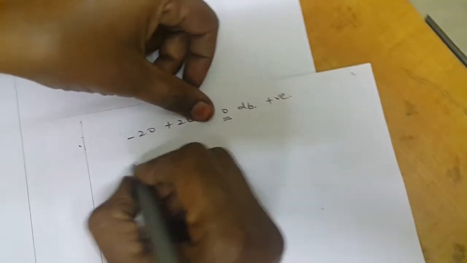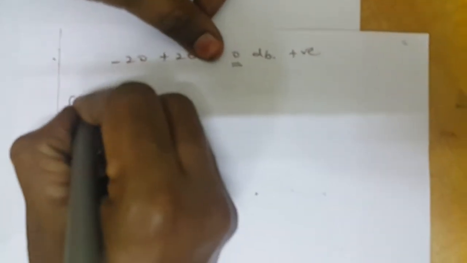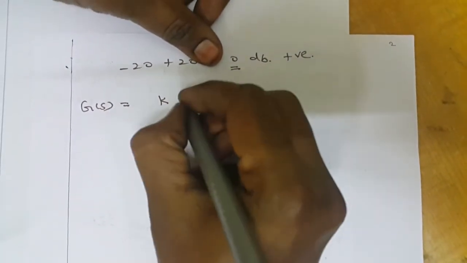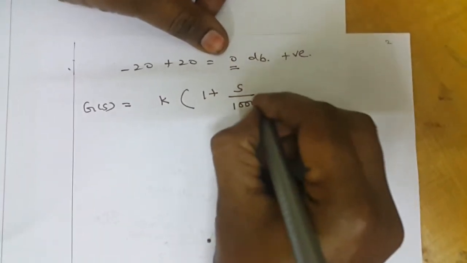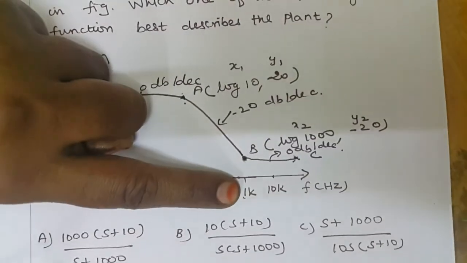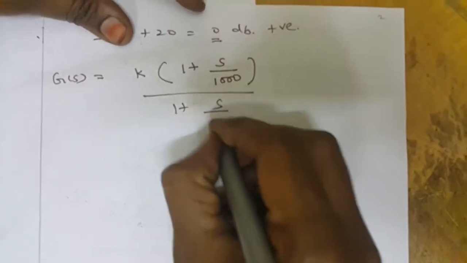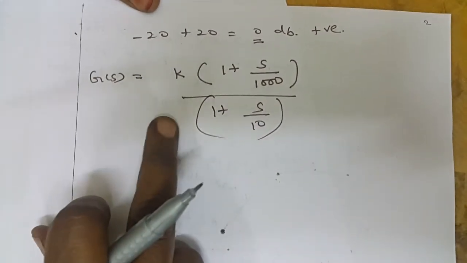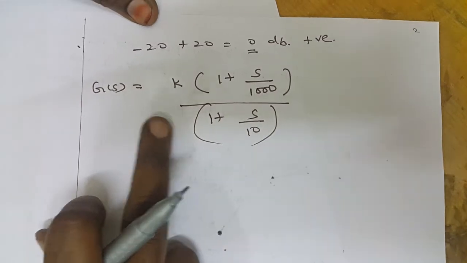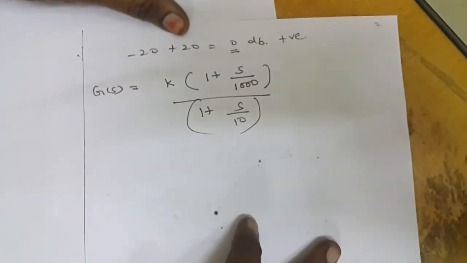So overall we can formulate the transfer function G(s) equal to k into (1 plus s divided by 1000), because this 1000 corresponds to the zero of the transfer function, divided by (1 plus s by 10), because this 10 corresponds to the pole of the transfer function. And it is a type 0 system because initially the slope is 0 dB. This is the overall formula of the transfer function.